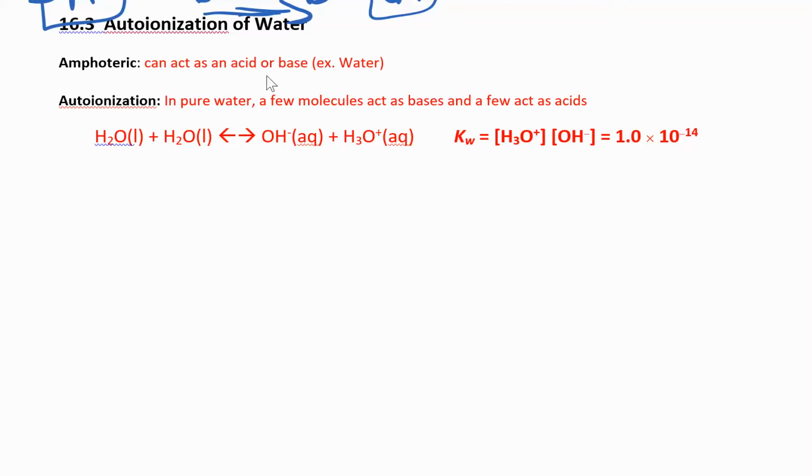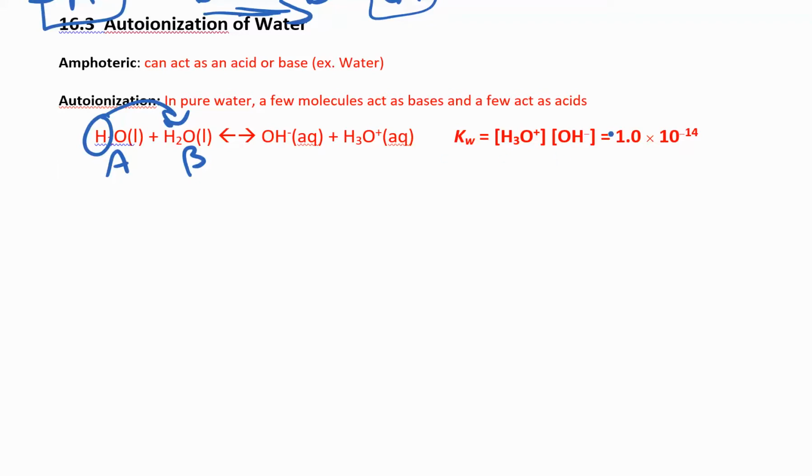And so when you have pure water, some of the molecules are going to act as an acid, some of the molecules are going to act as a base. And so we have this reaction happening. You have water, one of these water molecules is going to act as an acid, one will act as a base. So if this is an acid, it's going to donate the proton over there. So one will lose one and become the hydroxide, and one will be the hydronium.